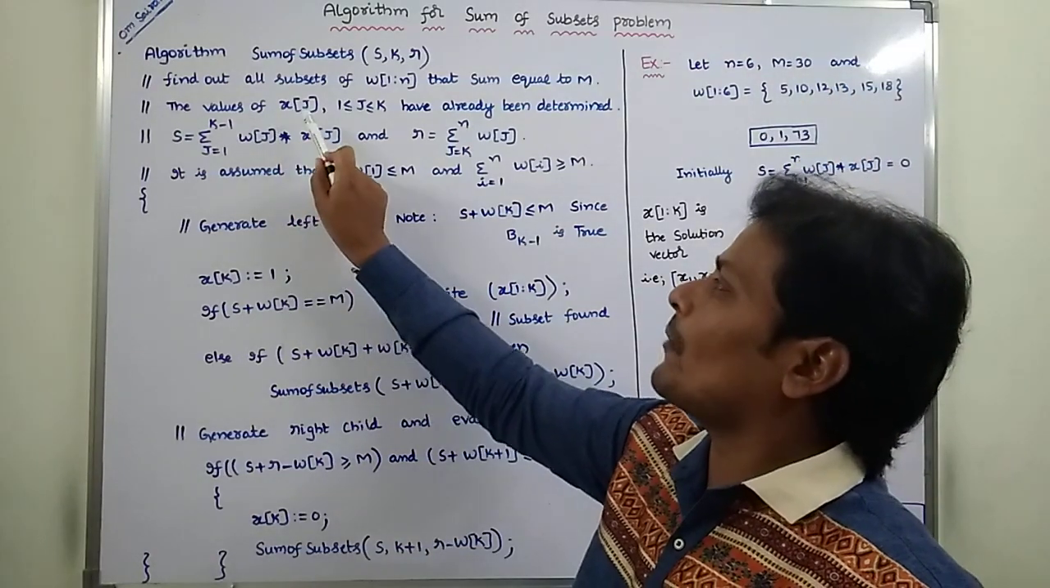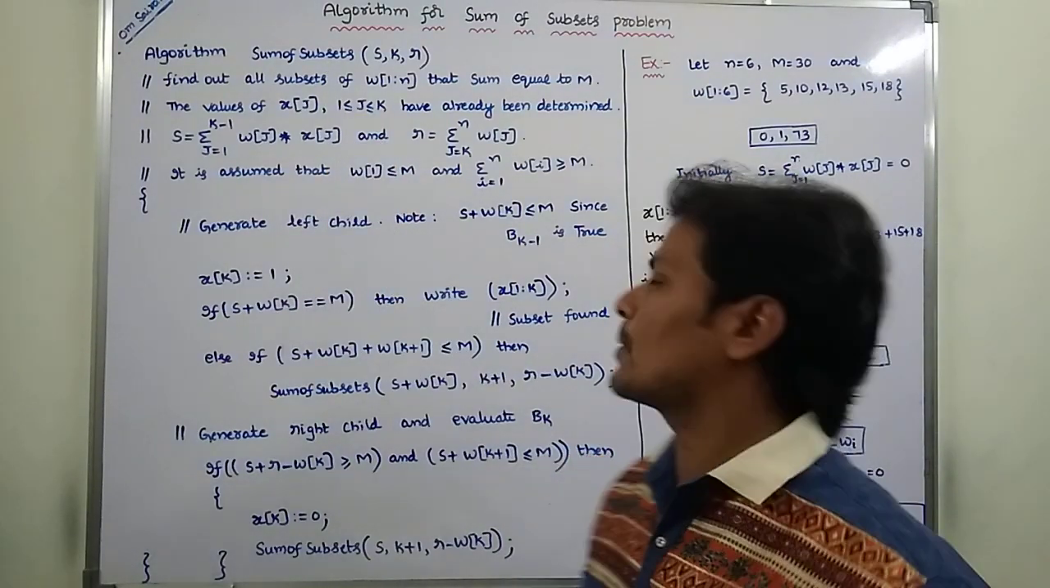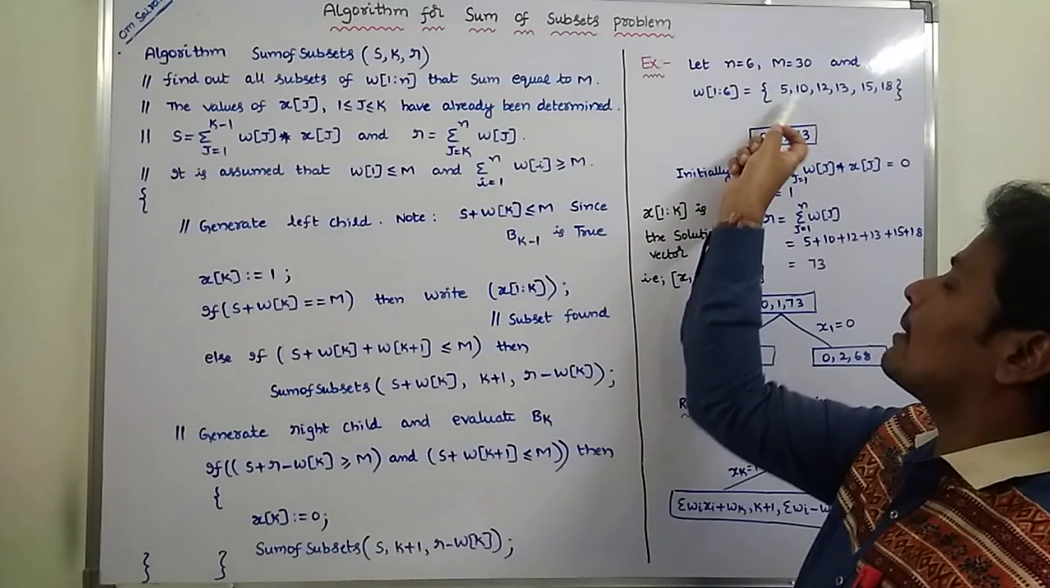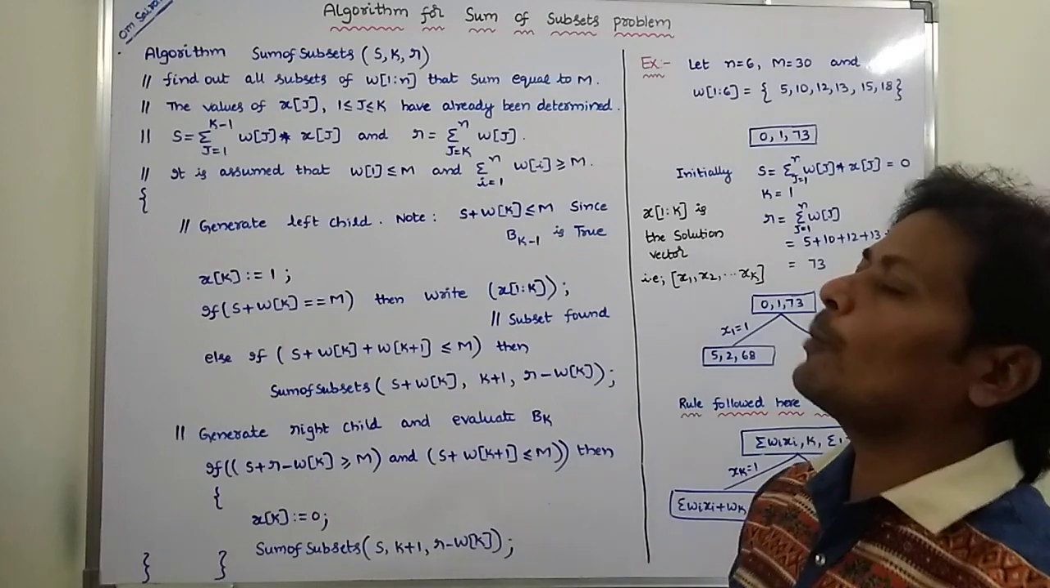Now we have to find the values of x of j, here the x of k values. If the weight is considered, its value is 1. If the weight is not considered, its value is 0.